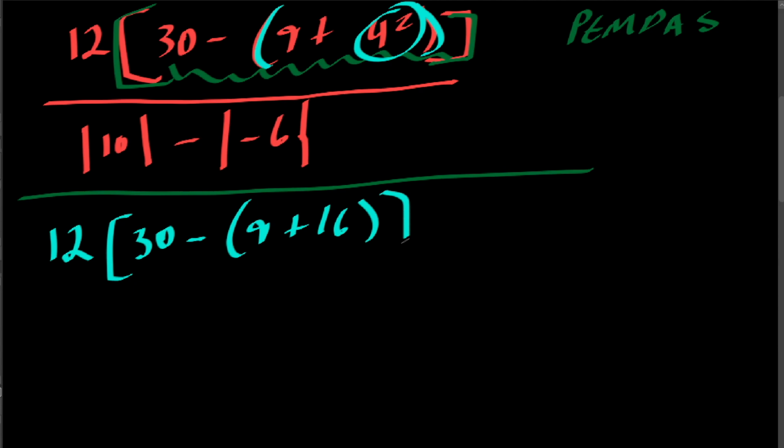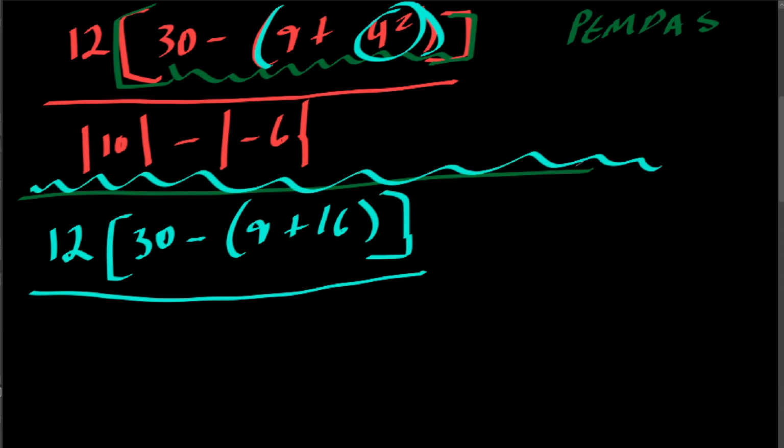Okay, now let's go ahead and look at the bottom. Actually, let's make this very obvious that we're moving to a different position now. All right, so now let's look at the bottom. On the bottom, we have 2 separate absolute value symbols, so let's do those first. We want the absolute value of 10, which is just 10, minus, what's the absolute value of negative 6? Well, that's just 6.